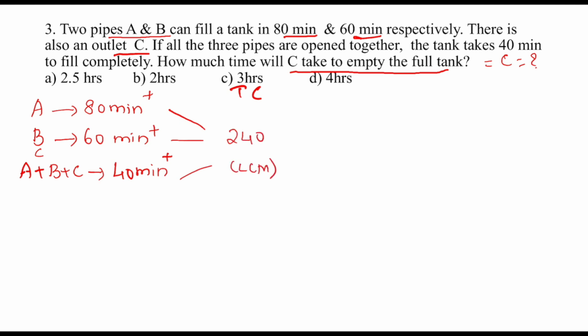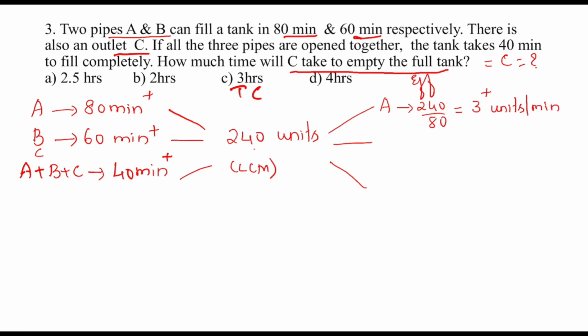Okay. So the capacity of the tank is how much? 240 units. Okay. Next step is to see the efficiency of each pipe. Now we know that pipe A will fill 240 units in 80 minutes. So in 1 minute how much will it fill? 240 divided by 80, which is equal to 3 units per minute. Okay. Pipe A will fill 3 units per minute.